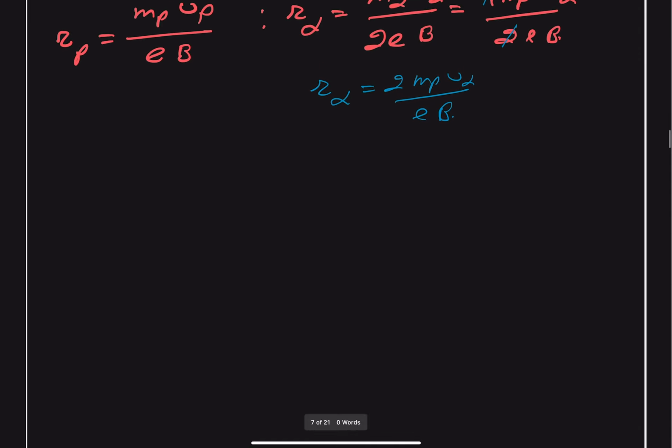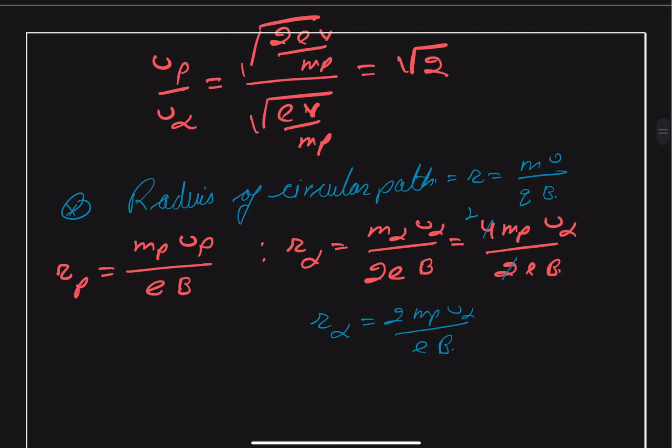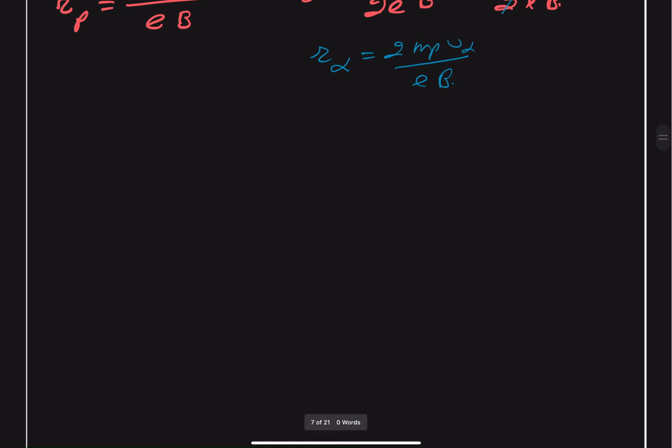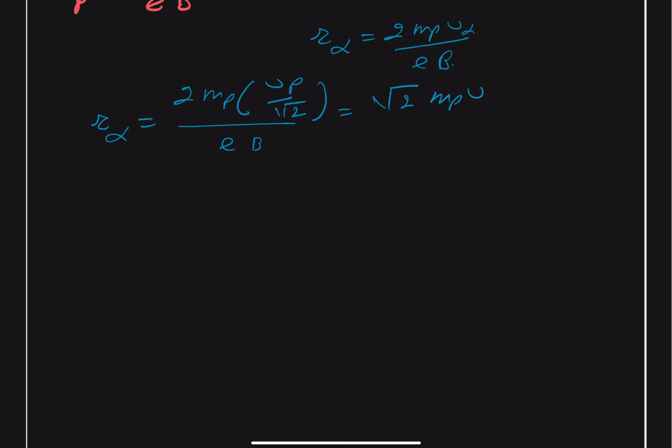And we also know the relationship between velocity of proton and velocity of alpha, so if we substitute it, we can write that the radius of alpha particle will be equal to twice mass of proton, and here we can write velocity of proton over square root of 2, and we get eB, and this comes as square root of 2 times mass of proton, velocity of proton divided by eB.